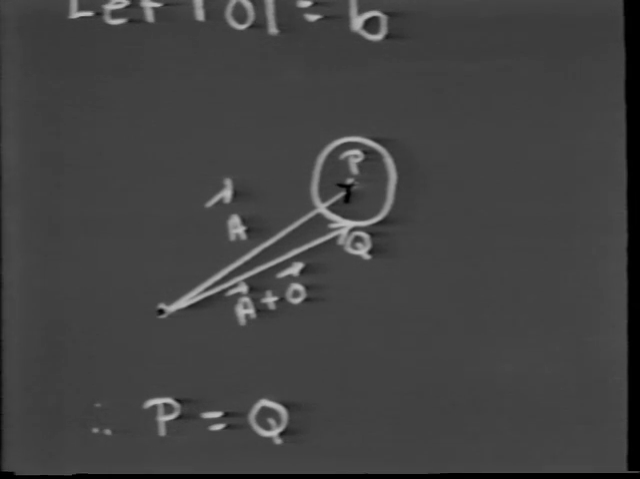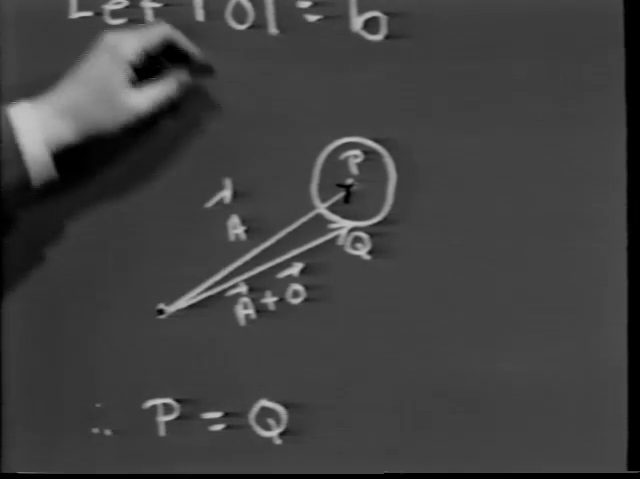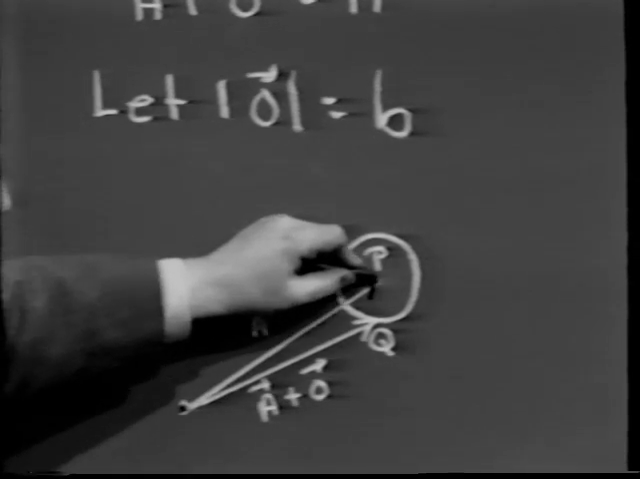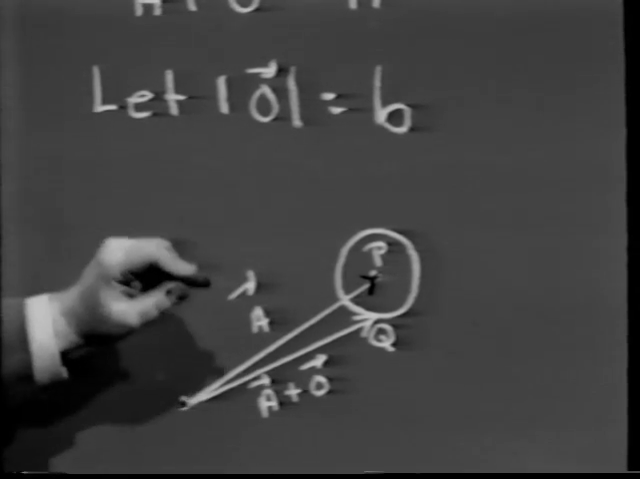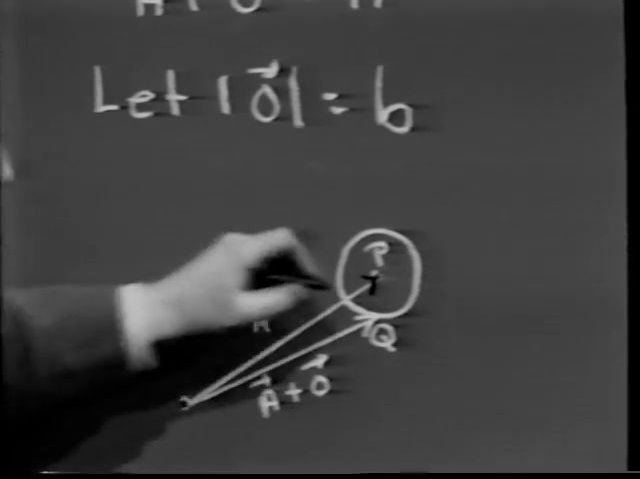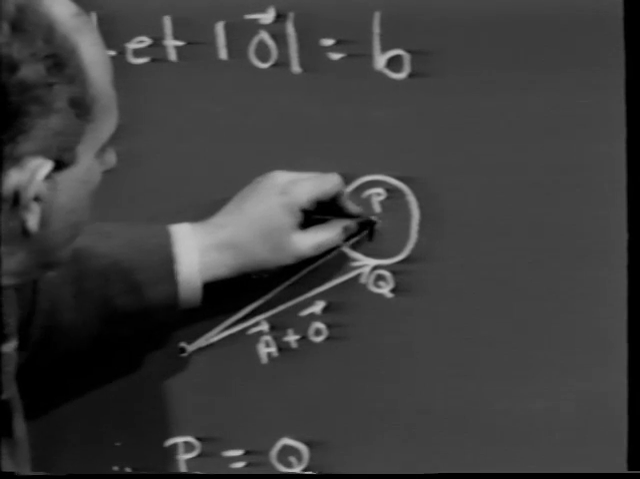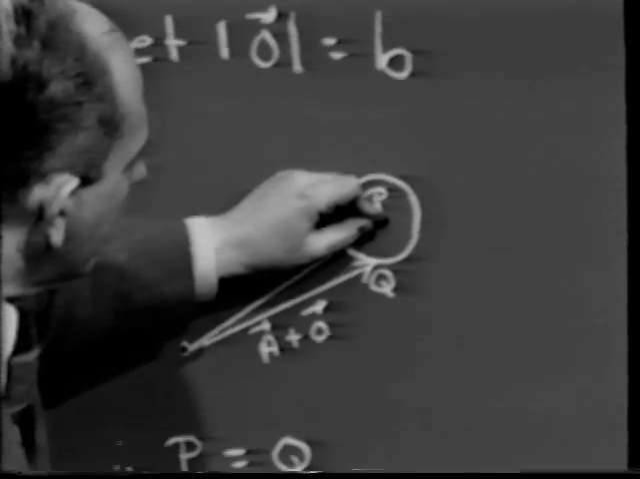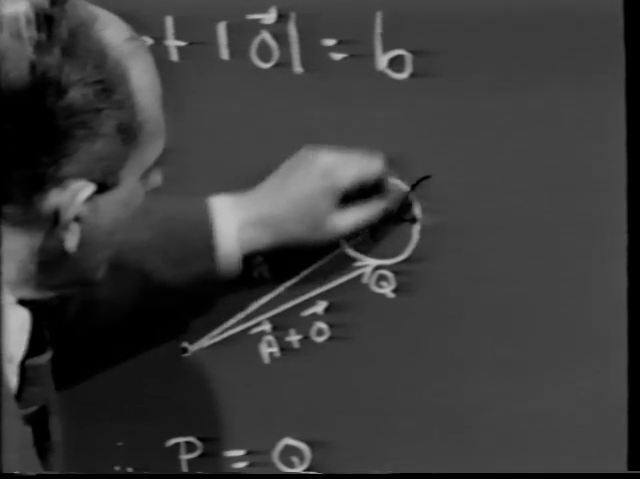Now, how do I add on the 0 vector? The 0 vector, all I know is it's going to start at P and be length B. So the surest thing I can say is, look, let me draw a circle centered at P with radius equal to B. In other words, the radius of this circle here is B.